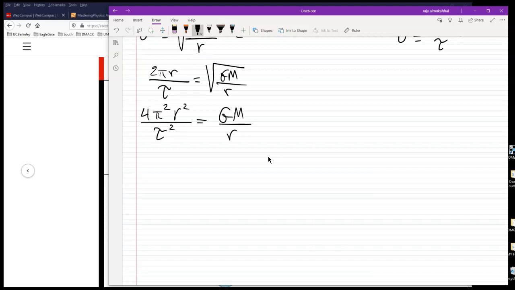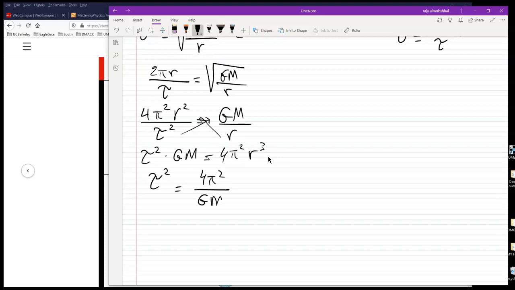So if I solve for tau squared, well, let's cross multiply. I don't want to skip too many steps. So that's going to be tau squared times G big M equals 4 pi squared r cubed, and therefore tau squared equals 4 pi squared over G M r cubed. Notice that this is a constant.